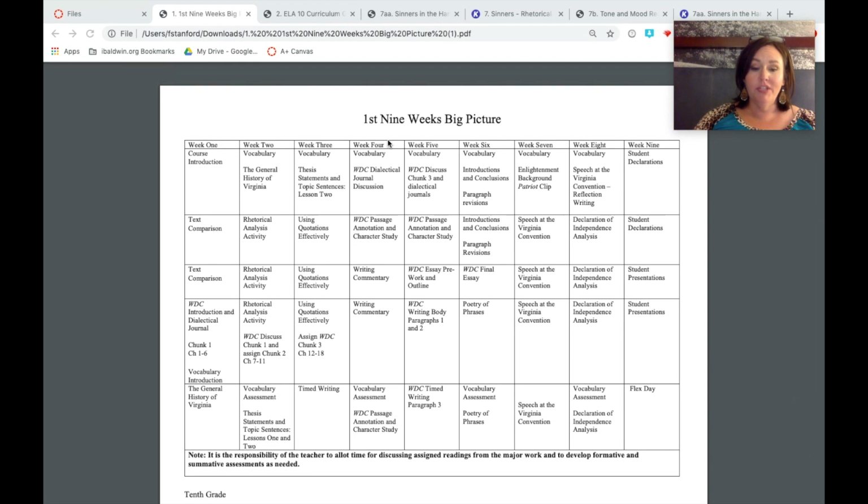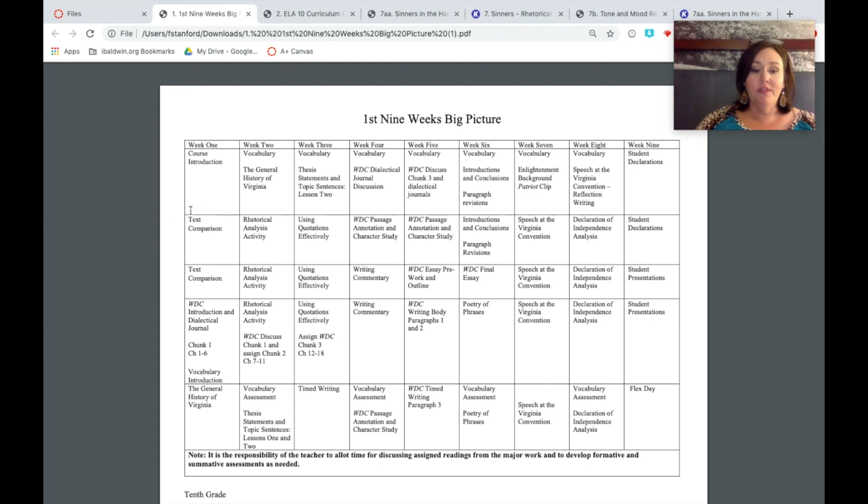And I have my big picture open here. This lesson is the rhetorical analysis activity that we are going to do with an excerpt from Jonathan Edwards' Sinners in the Hands of an Angry God. We're not going to spend a whole lot of time looking at the big picture because this is such a big lesson and I want to be able to take you through as much of it as I can.